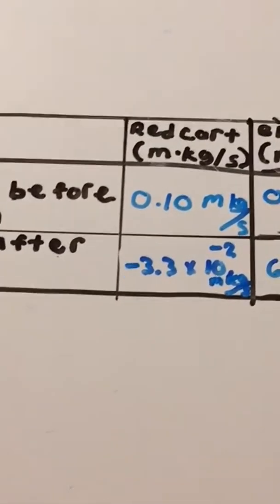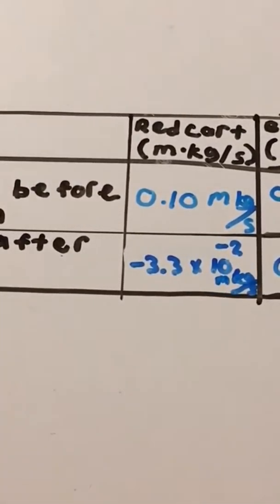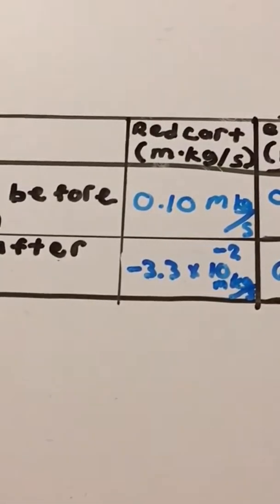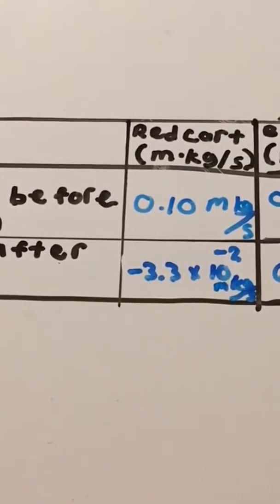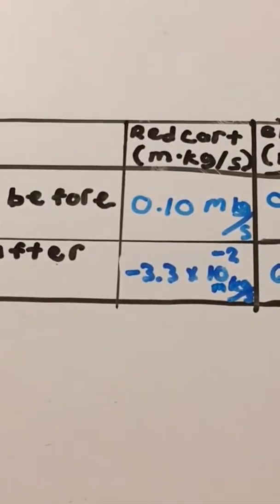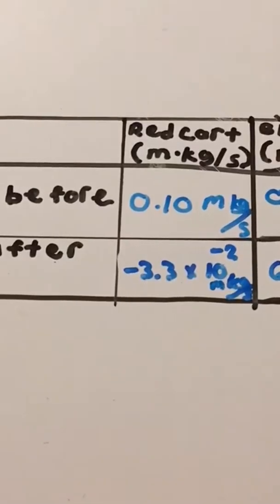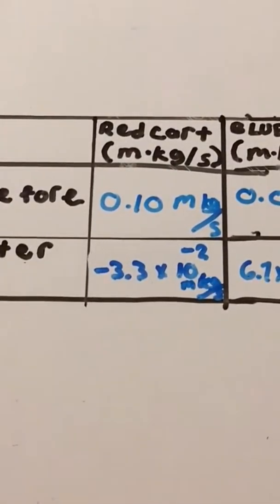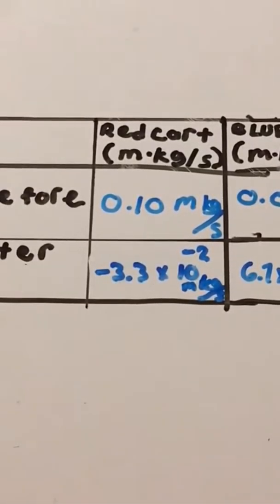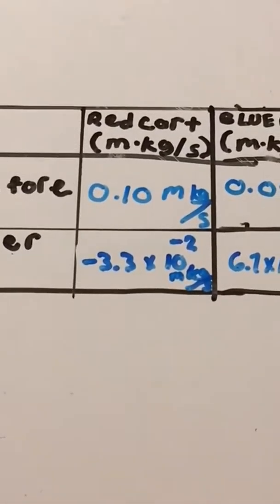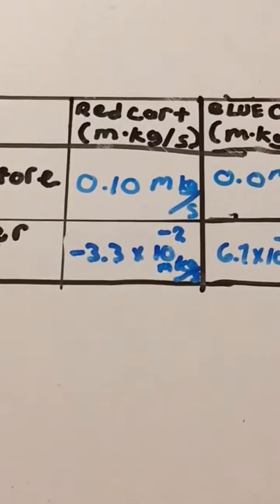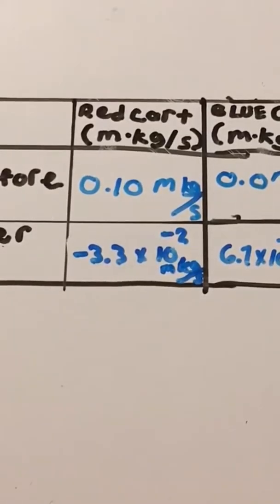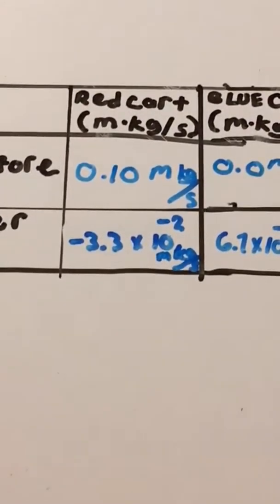When we check our data for our first experiment, we see the momentum before the collision for the red cart was 0.10 meters times kilograms over seconds, and for the blue cart it is 0.0 meters times kilograms over seconds. When we add the total of both carts up, it equals 0.1 meters times kilograms over seconds.